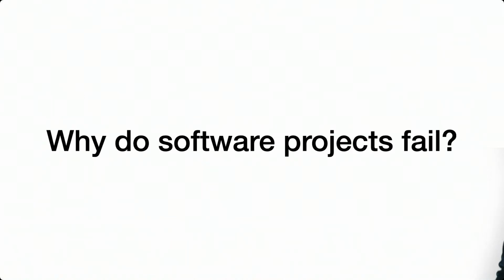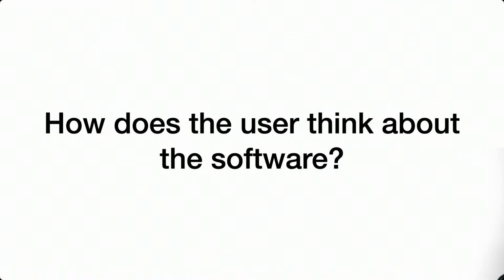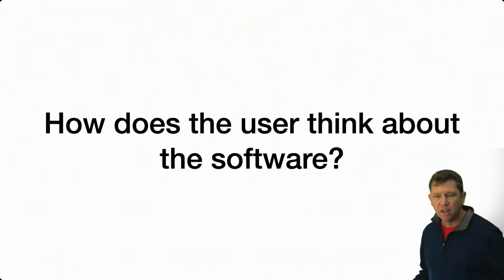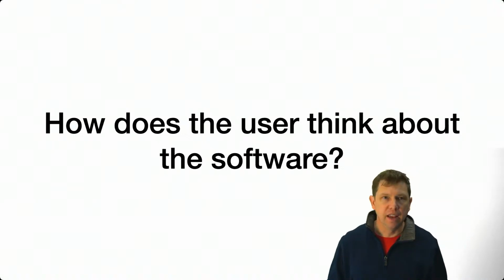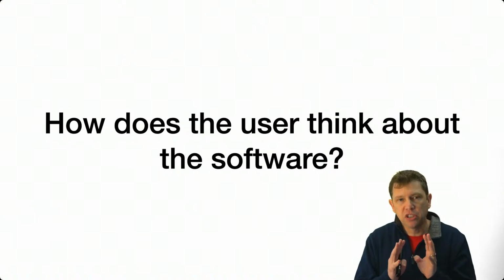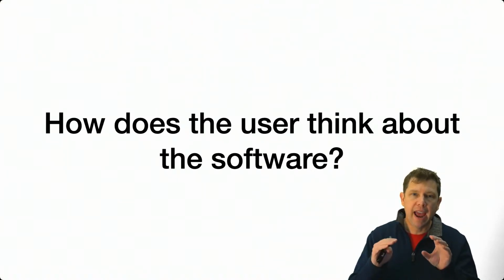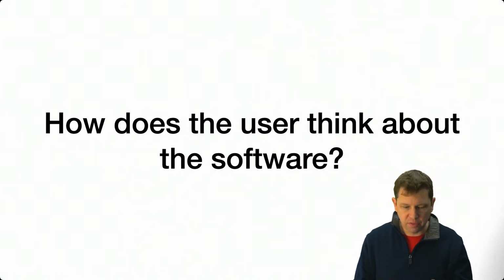Okay, so why do software projects fail? They fail when they fail to deliver working software. So if we build things from the user's perspective, we can lower that risk. So we have to think about, how does the user think about the software? We want our way of dividing up the iterations we're going to deliver to be driven by how the user thinks about the software.